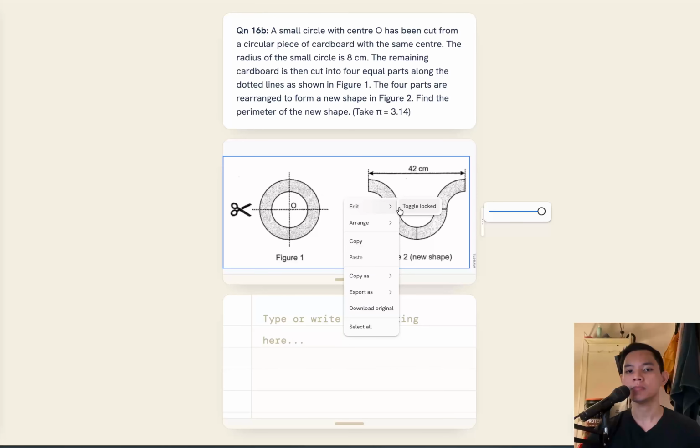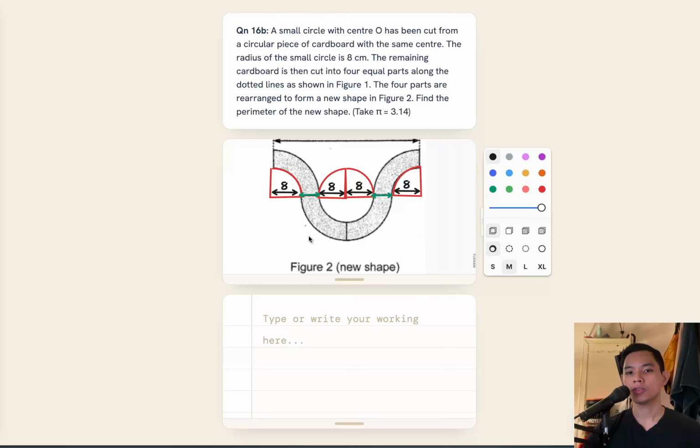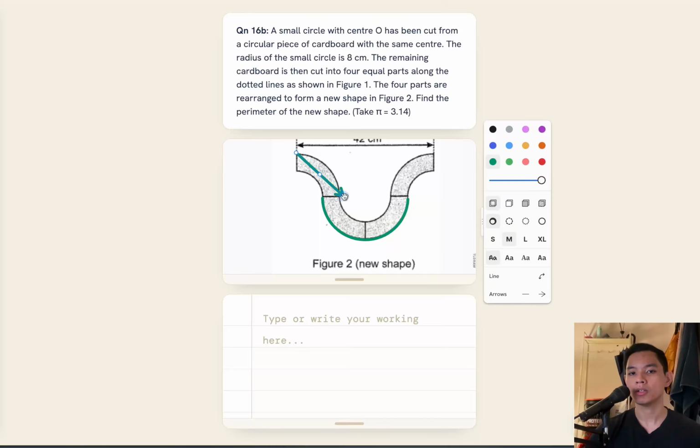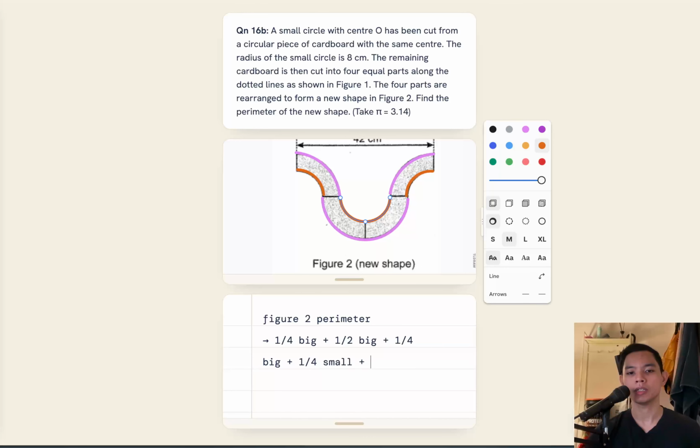So question 16, part B, find the perimeter of the new shape. So the perimeter of the new shape, okay, essentially we need to get a couple of things. So first is we need to get the outer arcs, which is 1 and 2, and we have another quarter, and another. So change this into pink. So figure 2 perimeter is equal to 1 quarter big plus half of big plus 1 quarter big, plus then we have 1 quarter small plus half of small plus 1 quarter small.